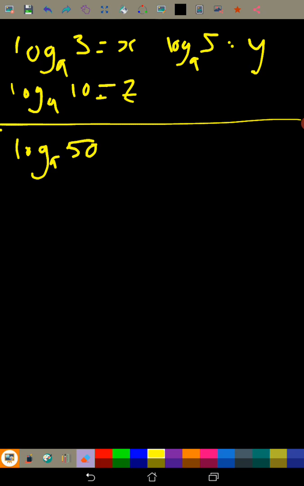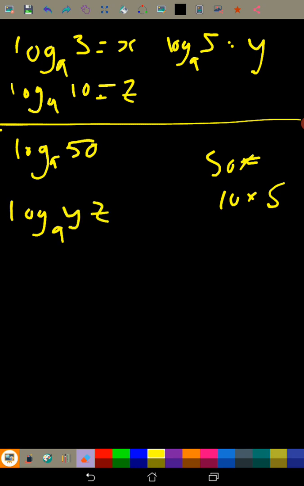So it's just basically playing with numbers, because we know that 50 is equal to 10 times 5, right? So we know there is 5, there is 10. We can just say log a of 50 is equal to, so 5 is going to be y and 10 is z, so yz then. So this is the answer.